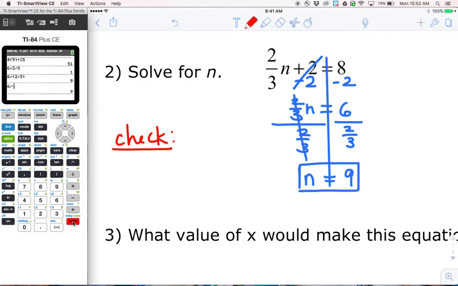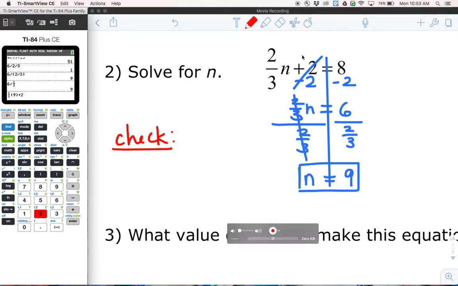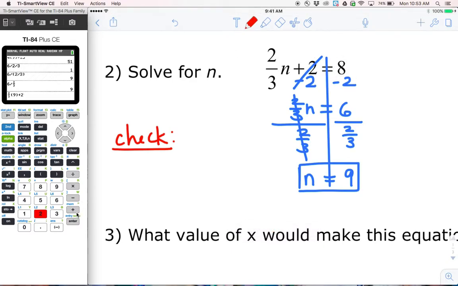Let's see here. In the left side, we've got 2/3. All right, so I'm going to do my alpha y equals, enter. I got a 2 on the top and a 3 on the bottom. 2/3 times n. Okay, well, I think n is 9 plus 2. All right, that's this left side. So when I press enter, I should get 8 because that's all there is on the right side. Let's see. I do, right? So we checked it. 2/3 times 9 plus 2 is equal to 8.